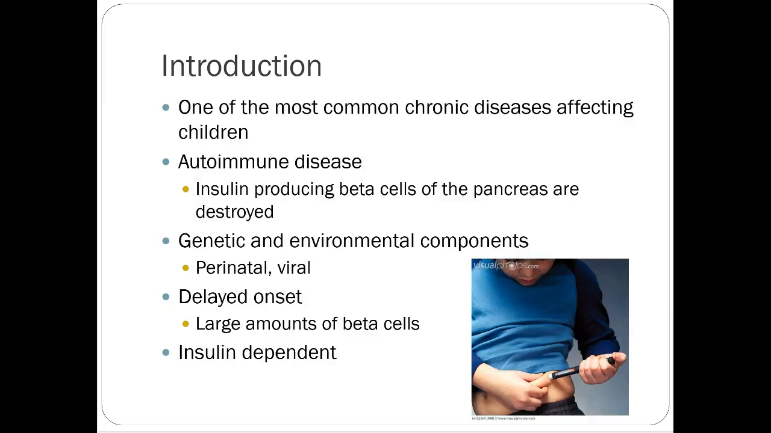We don't really know. Your body does fortunately have a large amount of beta cells to start with, so it does take this disease some time to actually destroy enough beta cells to really see an impact. So that's where we see that delayed onset, where people are born with this, but they don't see the symptoms until later in life. And the other thing about type 1 diabetes, as we talk about therapy, is that this is considered insulin-dependent diabetes.